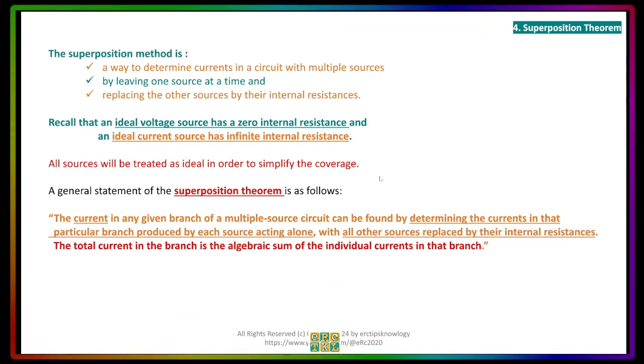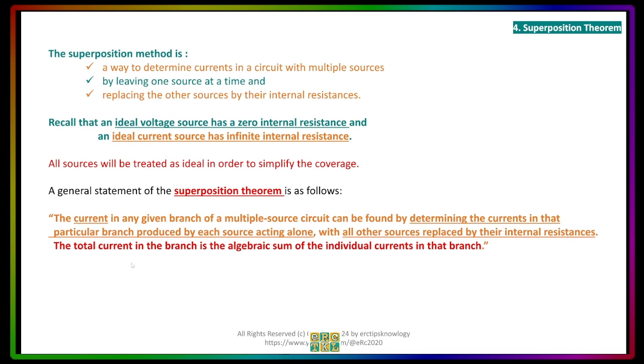All sources, we will think of as ideal in order to simplify the coverage. It means that we will ignore the possibility of having an Rs within the voltage source or in parallel with the current source. Rs will not be there. We will assume an ideal voltage source and an ideal current source. Now, a general statement of the superposition theorem is this: the current in any given branch of a multiple source circuit can be found by determining the currents in that particular branch produced by each source acting alone, with all other sources replaced by their internal resistances.